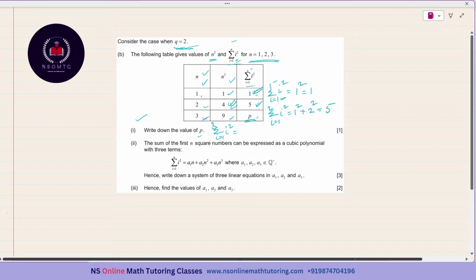First value of I is 1, so 1 square. Second value of I is 2. Sigma, so summation. Third value of I is 3. So it is 1 square plus 2 square plus 3 square. 1 square is 1, plus 2 square is 4. 1 plus 4 is 5. 3 square is 9. So 5 plus 9 is 14. The value will be 14.